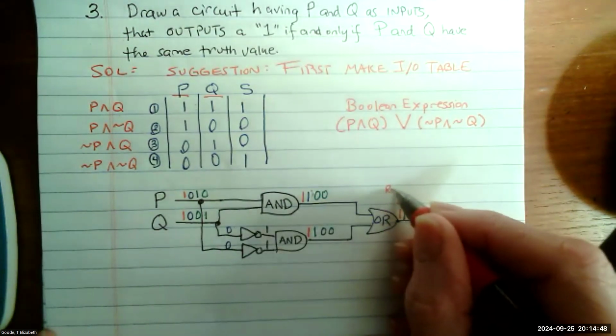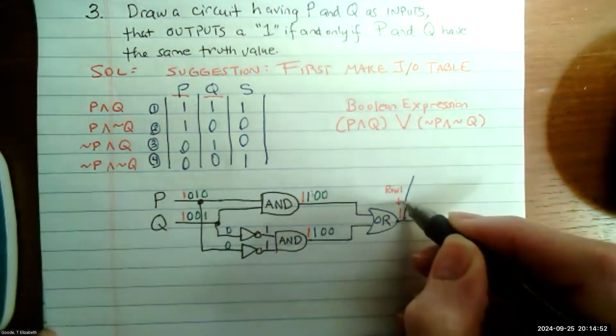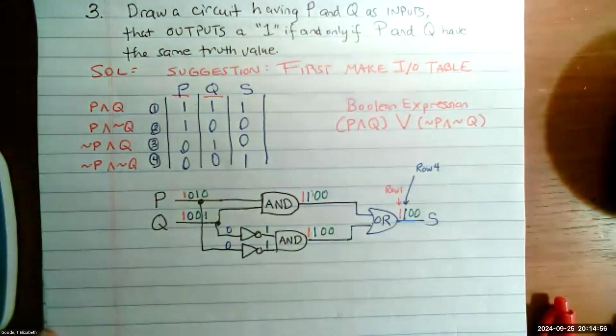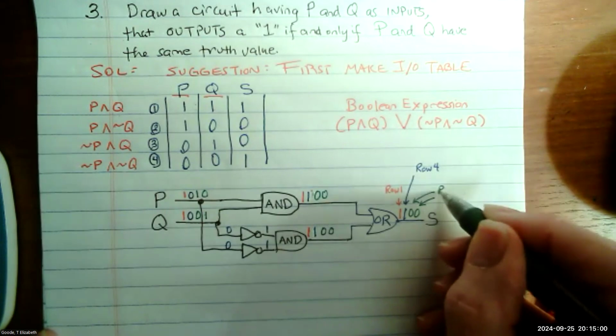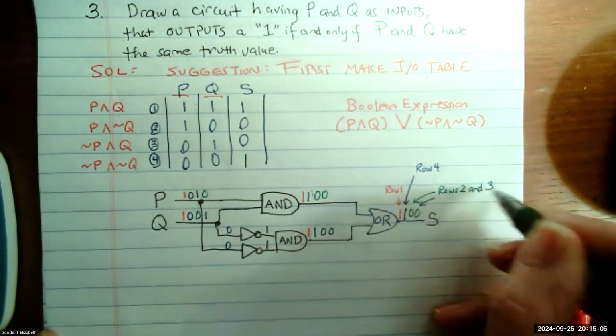So this is row 1 in red. Row 4 is in blue, when they were both 0's originally. And rows 2 and 3 output a 0.